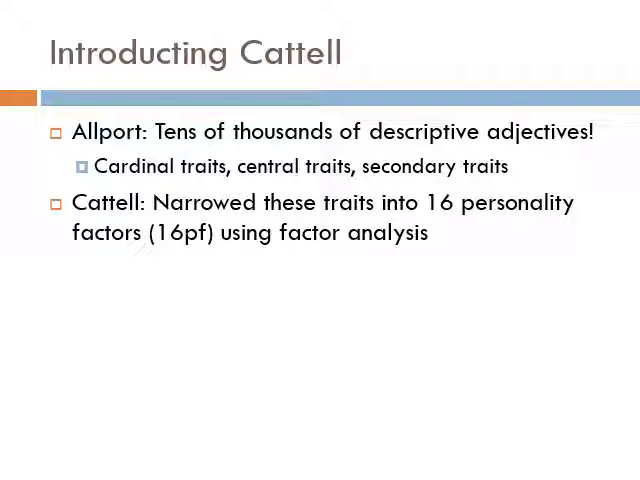And then they organized these into cardinal traits, central traits, and secondary traits. Cattell narrowed these even further using a process called factor analysis that we'll discuss in more detail in a subsequent lecture. Using this statistical process, he was able to take all of these traits and cluster them into 16 personality factors, or 16 PF.